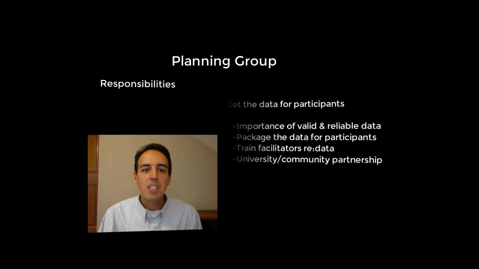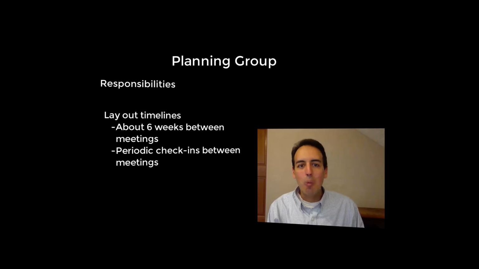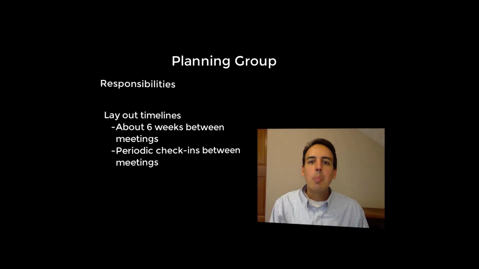A fourth key activity, concurrent with data collection, is to lay out the timeline for the meetings. You typically want to allow for about 6 weeks between circles to be responsive to participants' data requests. This is where having someone on the planning committee who's good with logistics is very helpful. During the intervening weeks, planning group members and facilitators should conduct periodic check-ins with participants not only to maintain participation and interest, but also to ask diagnostic questions about how the effort is going and what changes could be made to improve or adapt the process to participants' needs.